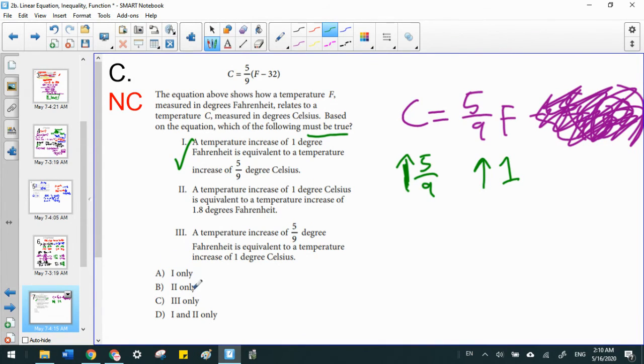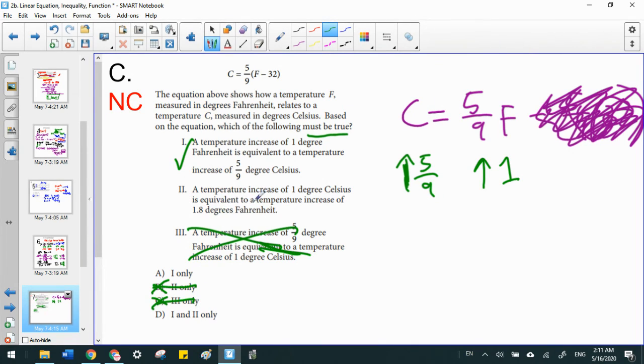And now we get to knock out any option that doesn't include 1 in this option. So now we know that statement number 3 is definitely false. And now we have to try to see if statement number 2 is true. And if it is, then the answer is D. If it's not, then the answer is A.